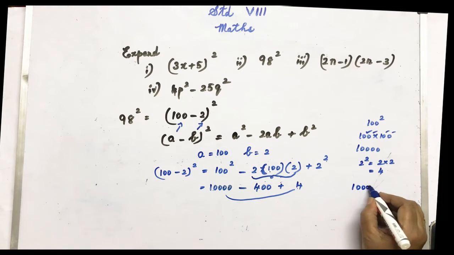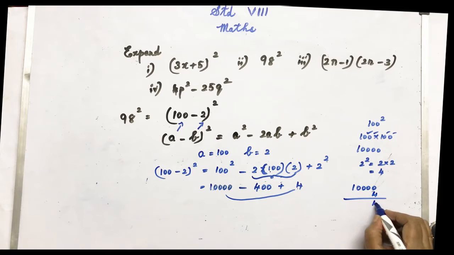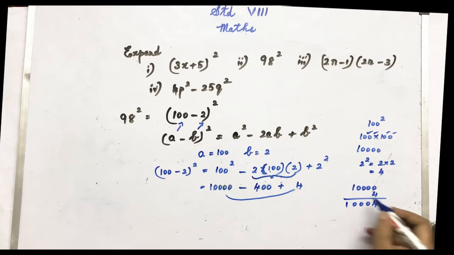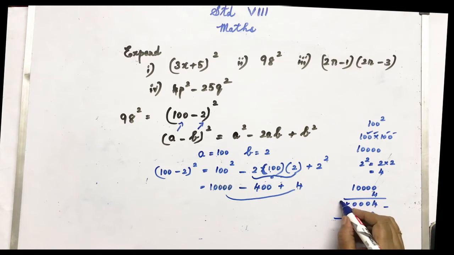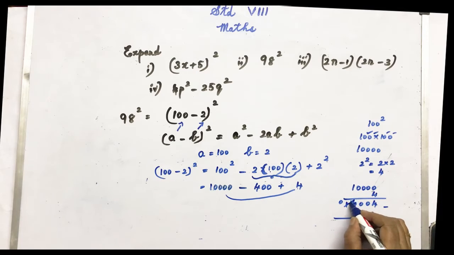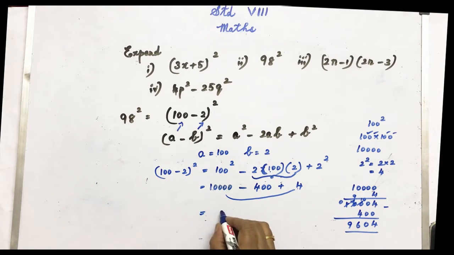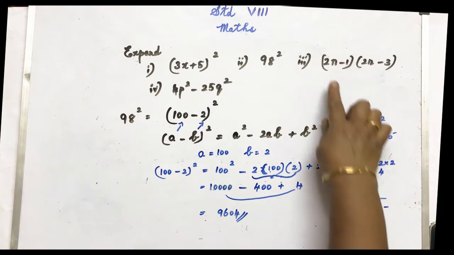So now 10,000 plus 4, so 10,004. From that we should subtract 400. So 4, 0. Now we should borrow from 1. So this is 0, here we will get 10. Now this becomes 9 and this is 10. 10 minus 4 is 6 and here we will get 9. So we get 9,604. So using the identity, this is how we have to expand and find out the answer. Now we shall do the third sum.